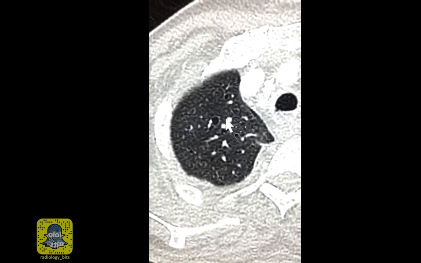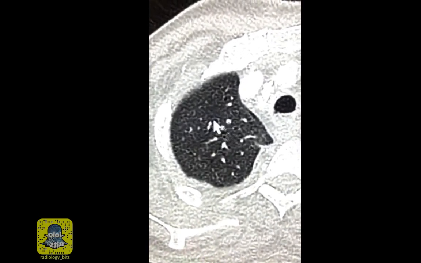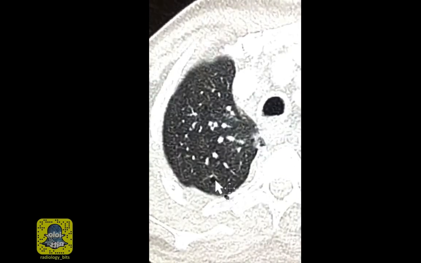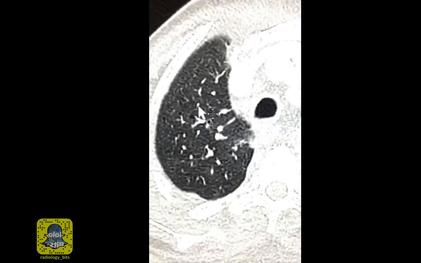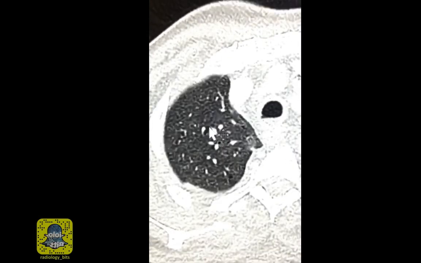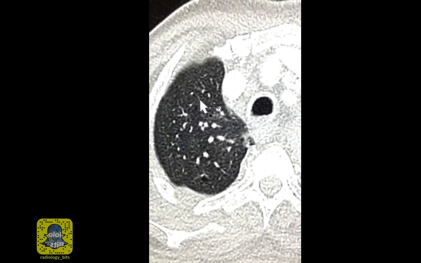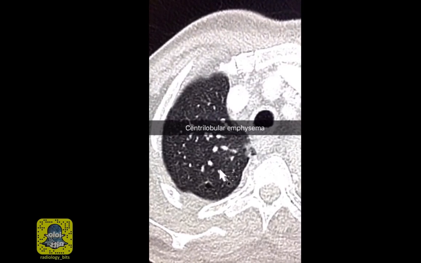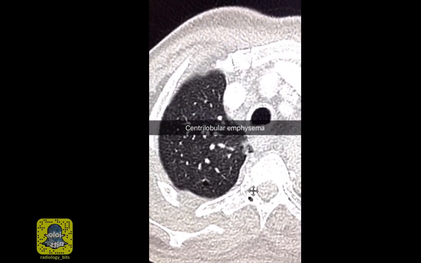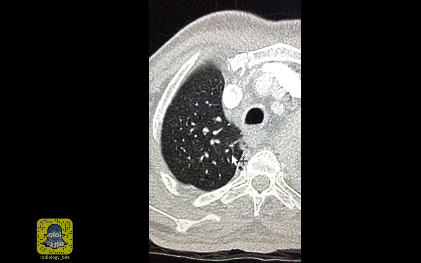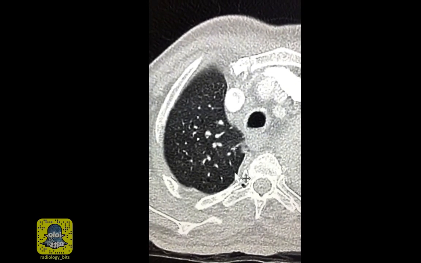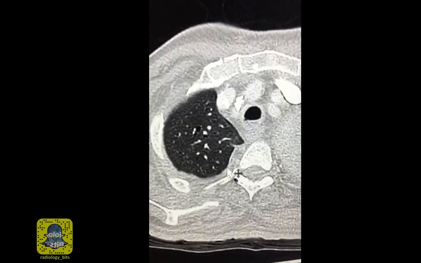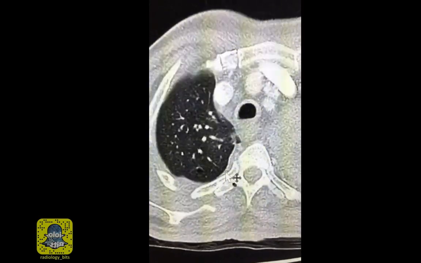Although difficult to show on a snapshot, I'll try to show you these areas of lucency. See these dark rounded areas such as this and this here. Now that you look, you're going to see a little bit more of these lucent areas scattered throughout the lungs. So such lucencies are consistent with emphysema, a particular type that's called centrilobular emphysema. Emphysema in general and centrilobular emphysema in particular is very common with smoking. And on further questioning, this patient was indeed a long-standing smoker.